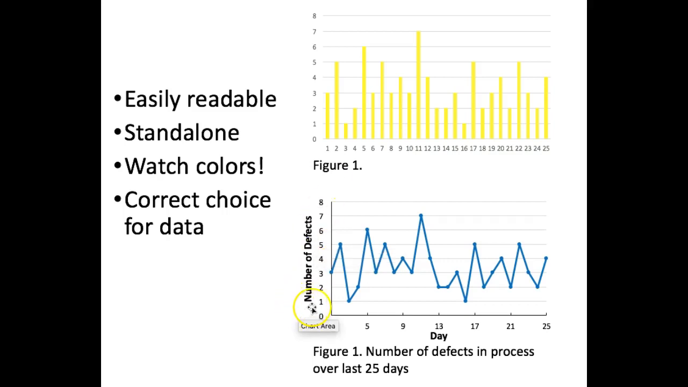Versus the second one, I know I'm looking at the number of defects over a series of days, and it's over the last 25 days based on my figure title. So your title has to be descriptive. Don't make it a paragraph.